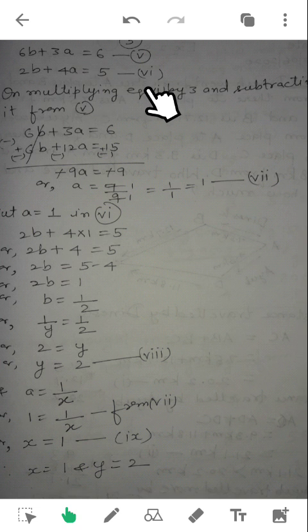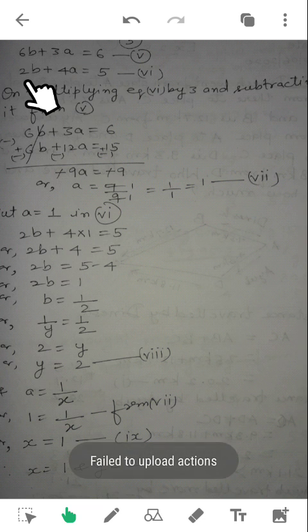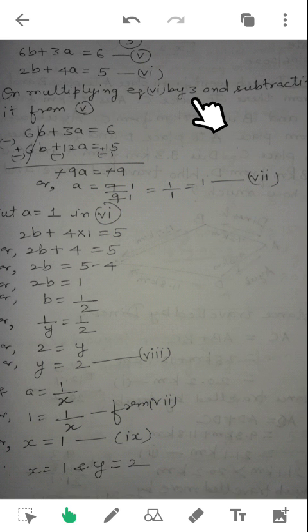Now we have to solve it for a and b. For solving it for a and b, simply what I have done is I have made the coefficient of b equal. Here the coefficient of b is 6 and here the coefficient of b is 2. I have to make the coefficient of b equal. For that, I have multiplied the sixth equation by 3. If I multiply this 2 by 3, it becomes 6, and the coefficient of b in the fifth equation is also 6. So it will be easily cancelled out. So I have multiplied equation 6 by 3 and then subtracted it from the fifth.